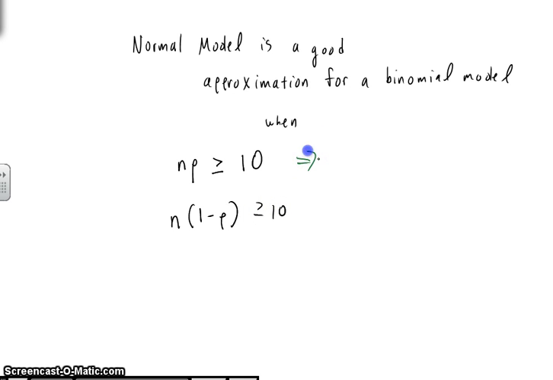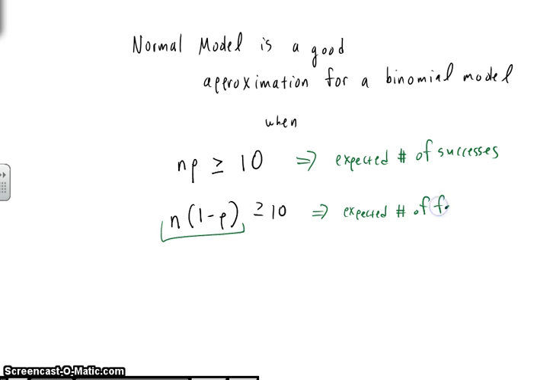This is the expected number of successes when that is bigger than 10, and this is the expected number of failures. Notice this is not the formula for the variance or the standard deviation. It's n times 1 minus p, not np times 1 minus p. This is the expected number of failures. When those are bigger than or equal to 10, then a normal model works pretty well.